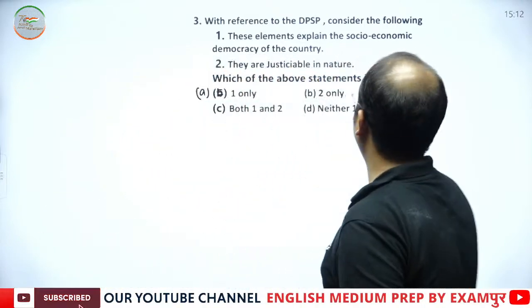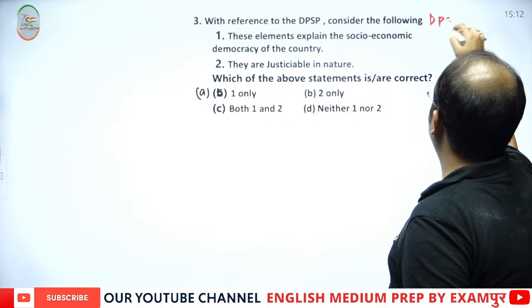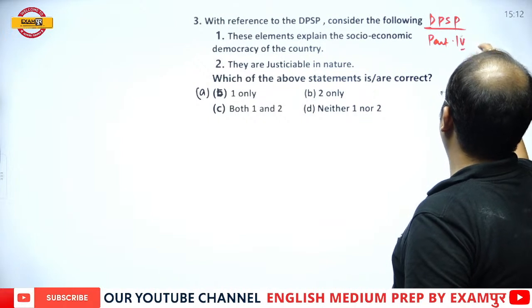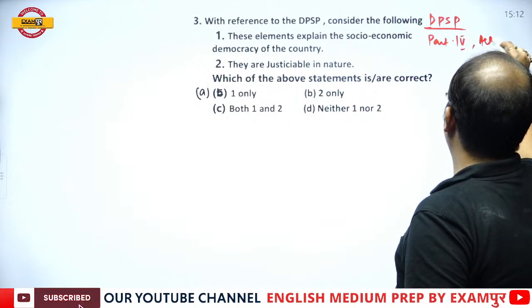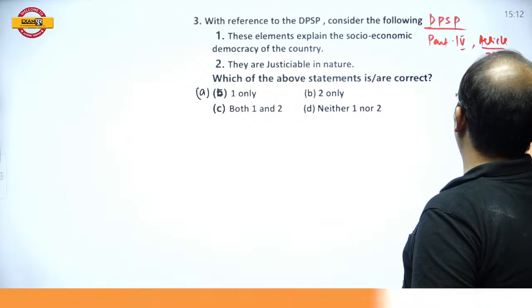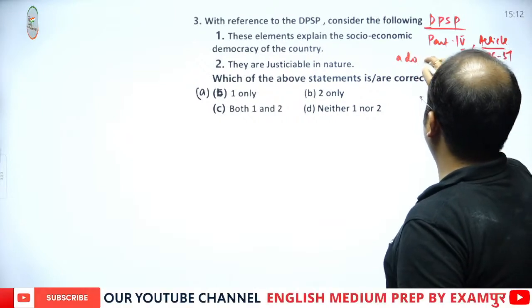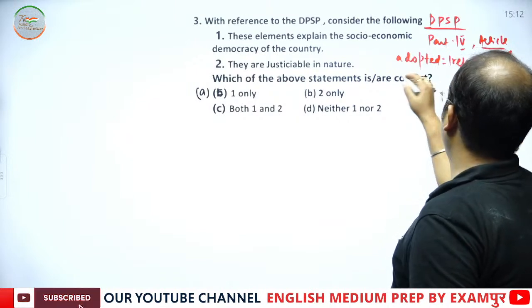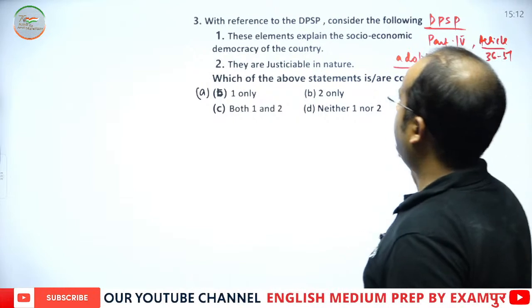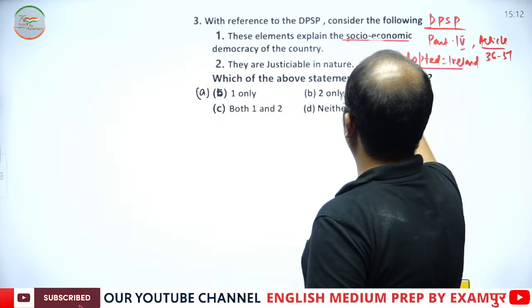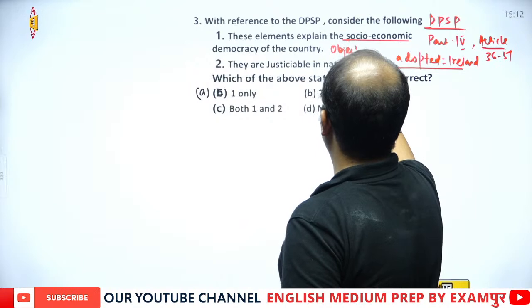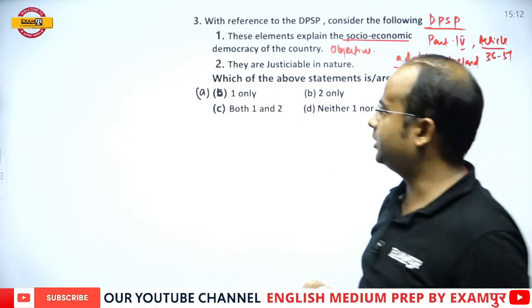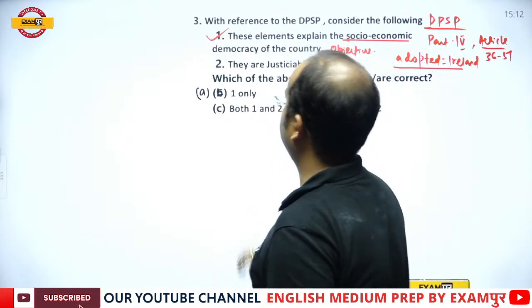If I talk about Directive Principles of State Policy, you should know it is mentioned in part 4, from article 36 to 51, and adopted from Ireland. I think you all know about these three important points, and the objective of DPSP is to ensure the socio-economic democracy. So the first statement is correct.